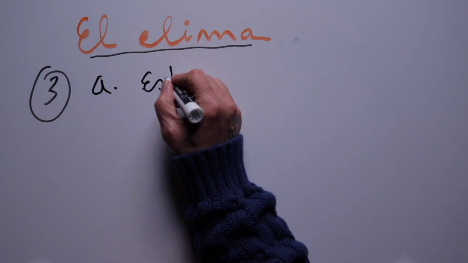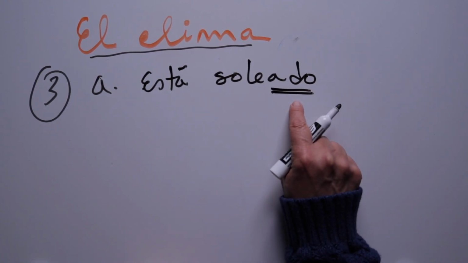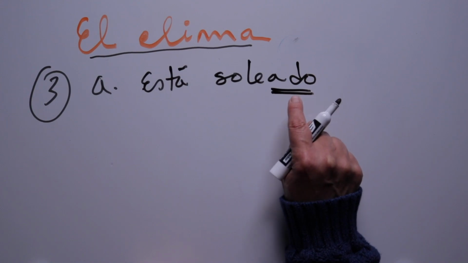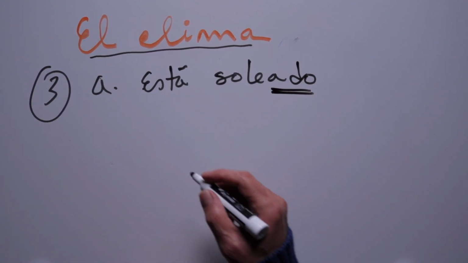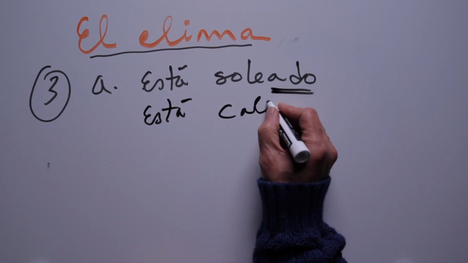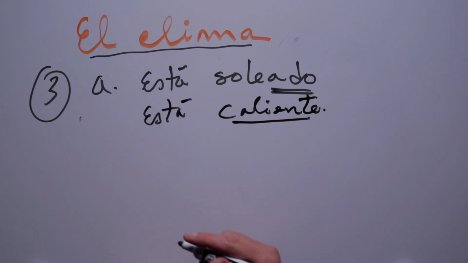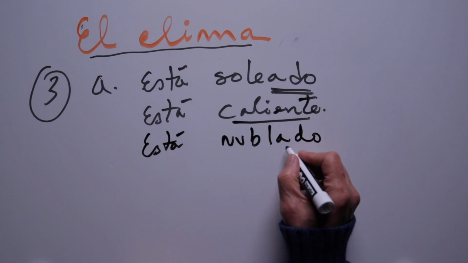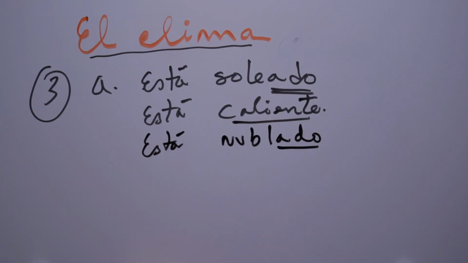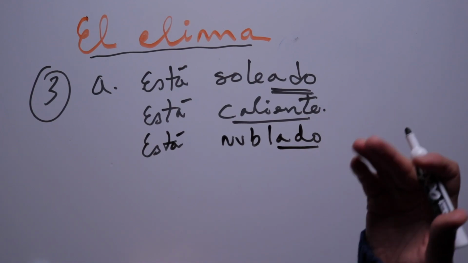So, está soleado. This is an adjective. It's very common in Spanish to have adjectives that end in ado or ido. Está soleado means it is sunny. Está caliente. The adjective here, caliente, is expressing how the weather is. Está nublado. See the ending one more time? Very similar to soleado. That means that this is an adjective. So, está nublado. It is cloudy.